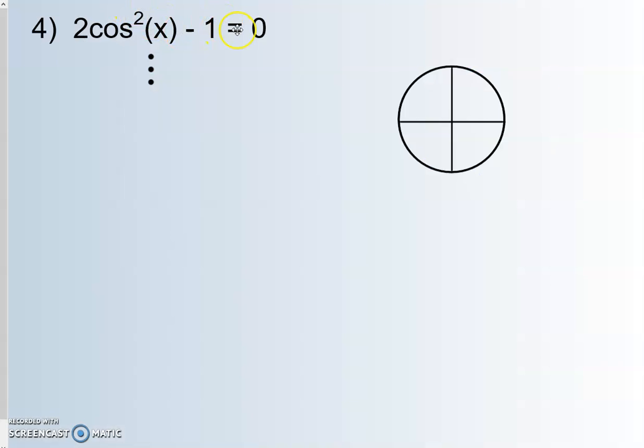We've got another problem here. I'd like you to pause the video and try this on your own. And then when you have your answer, when you've gone to the unit circle, when you've listed your answers, and try to be efficient, try to be fancy, come back to the video and let's see what you got.